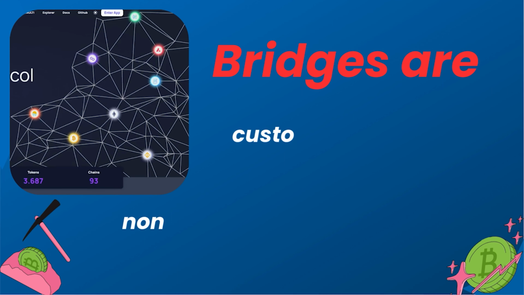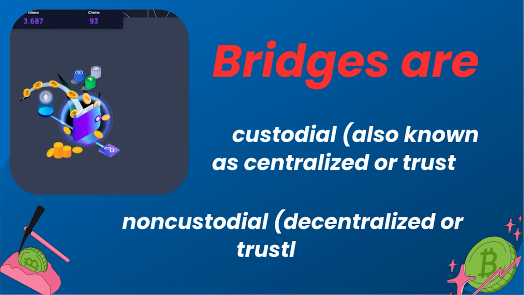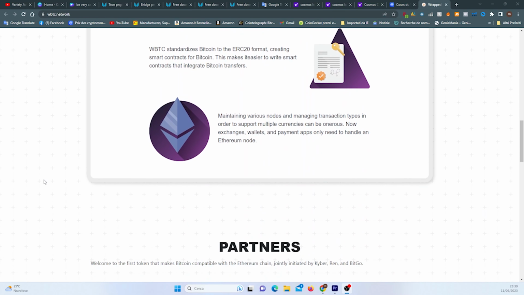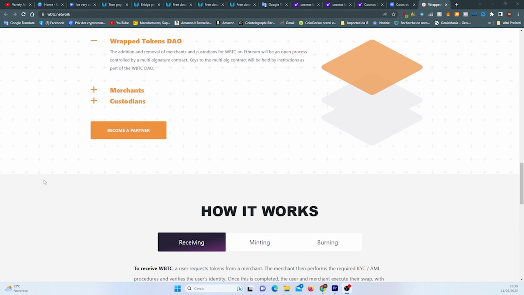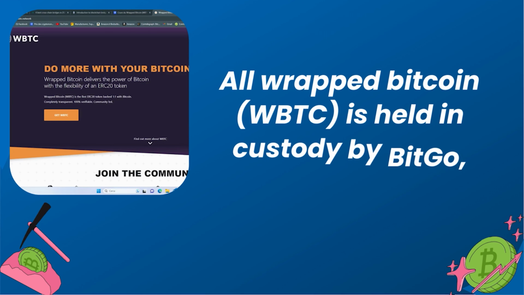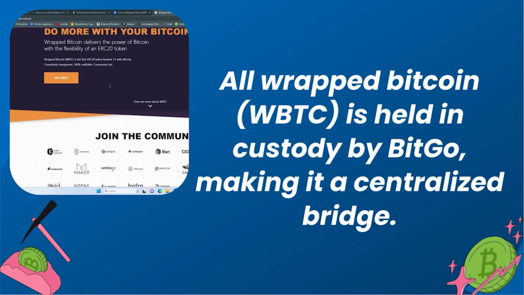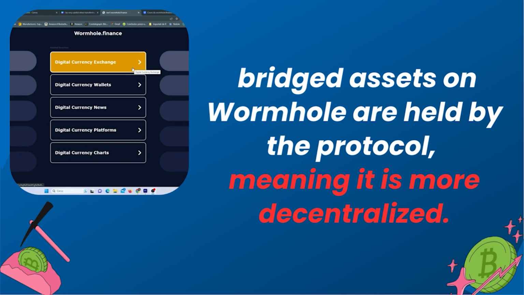Bridges are either custodial, also known as centralized or trusted, or non-custodial, decentralized or trustless. The difference explains who controls the tokens that are used to create the bridged assets. All wrapped Bitcoin, WBTC, is held in custody by BitGo, making it a centralized bridge. Conversely, bridged assets on Wormhole are held by the protocol, meaning it is more decentralized.